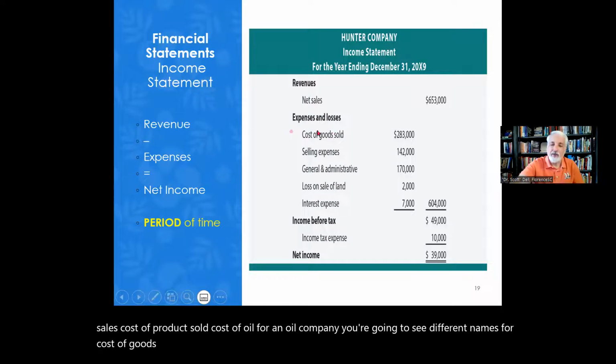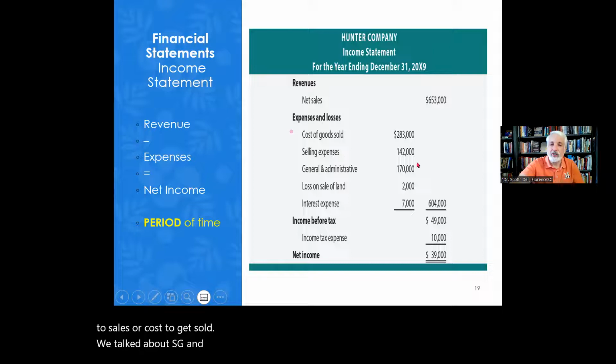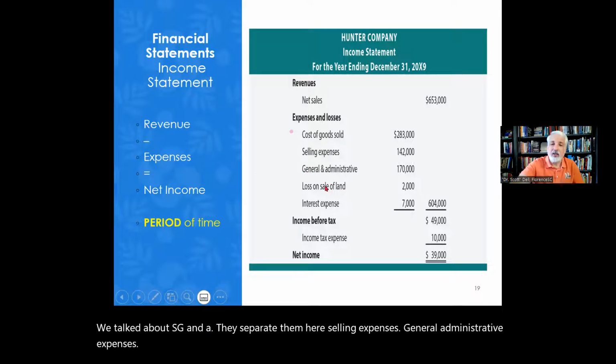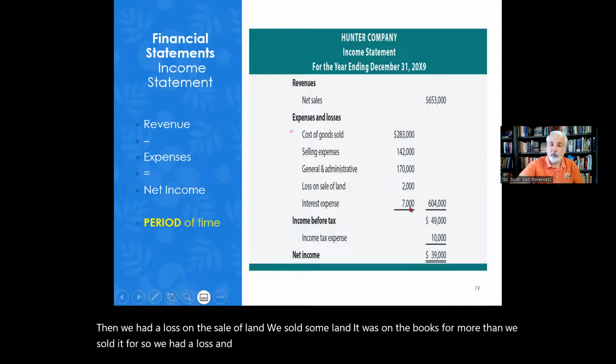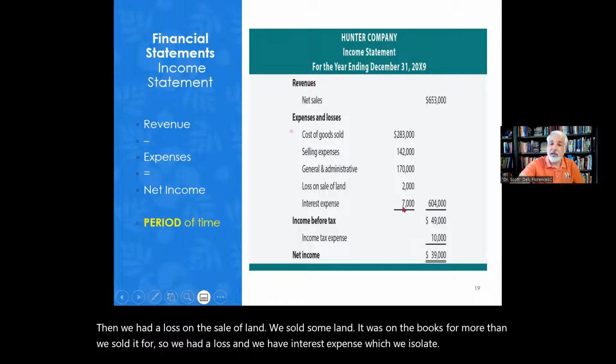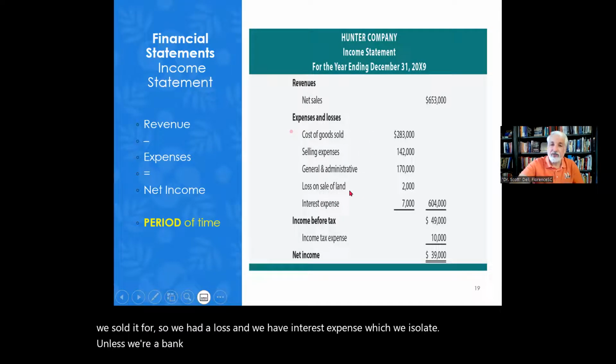Just be aware, if it's the cost of the stuff you buy to resell, it's cost of sales or cost of goods sold. We talked about SG&A. They separate them here: selling expenses, general administrative expenses. Then we had a loss on the sale of land. We sold some land. It was on the books for more than we sold it for, so we had a loss. And we have interest expense, which we isolate. And unless we're a bank, which has that in our mainstream, we've got interest expense outside the mainstream.